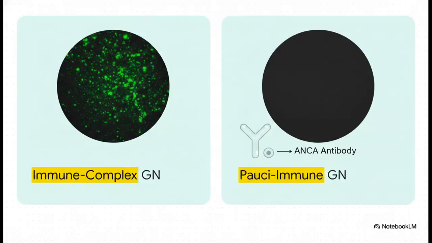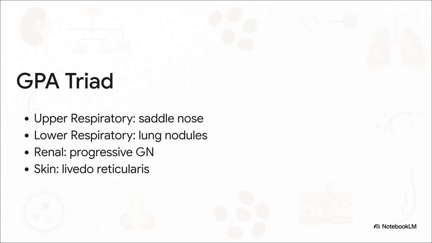All right, let's pivot to the pauci-immune pathway. This is a big shift away from low complement immune complex deposition. On immunofluorescence, you'll see few to no immune complexes. Instead, the tissue damage here is driven by anti-neutrophil cytoplasmic antibodies, or ANCA. A major player here is granulomatosis with polyangiitis, or GPA, which causes a necrotizing granulomatous inflammation.